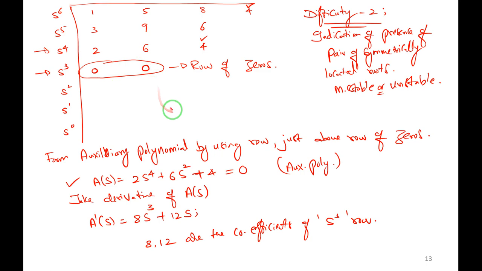So we will continue in the next slide. Once again you form the table. Don't rewrite here only. S power 6, s power 5, s power 4, s power 3, s square, s power 1, s power 0.